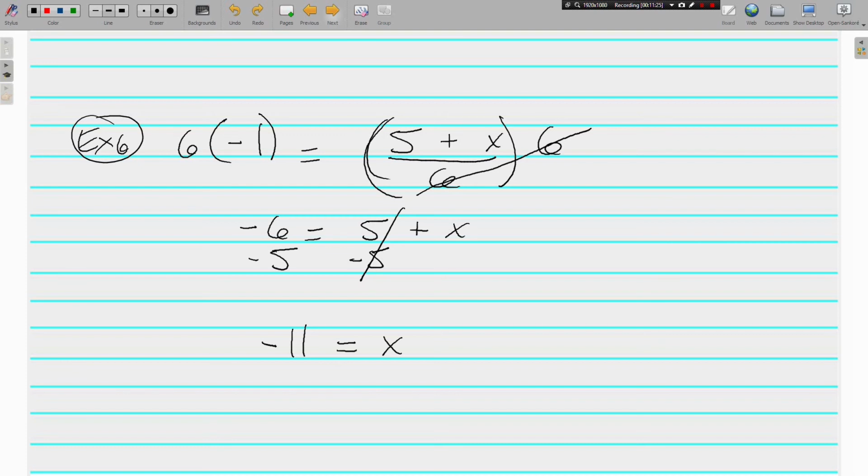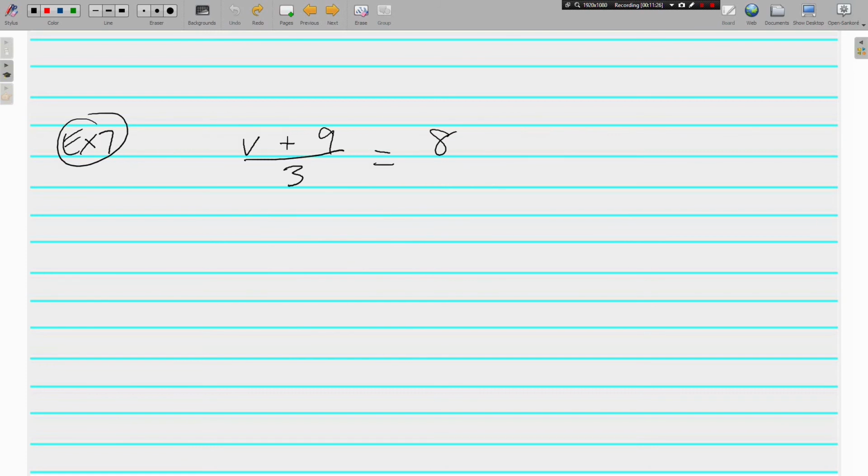Piece of cake. 2 more. Another one like that. Another where the 3's in the denominator. We want to get rid of that denominator. So we're going to multiply this whole thing by what? By 3. To make those 3's cancel. But what we do to one side, we must do to the other side. So we are going to be left with v plus 9 is equal to 24.